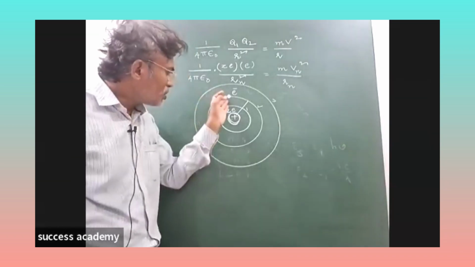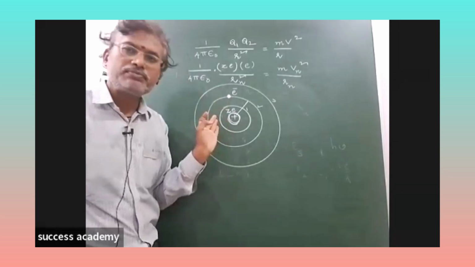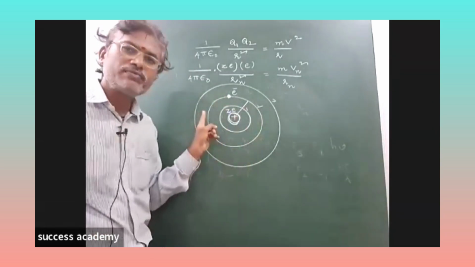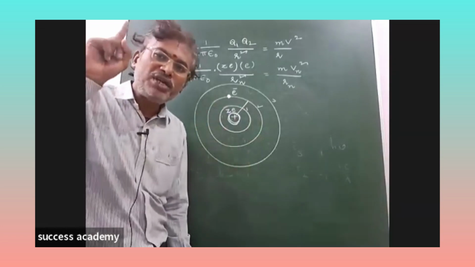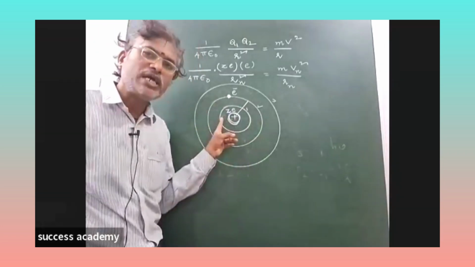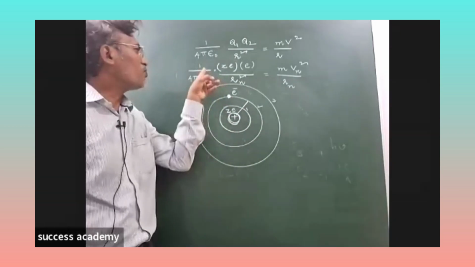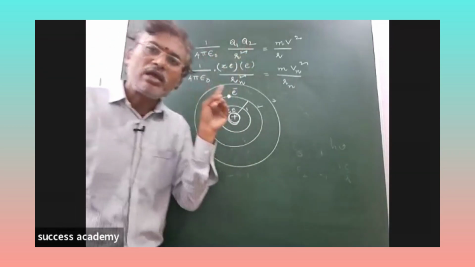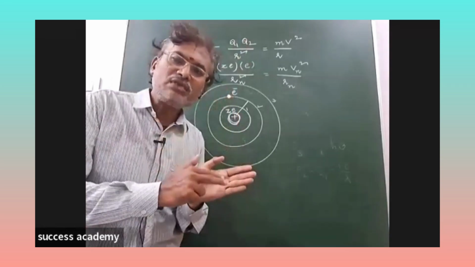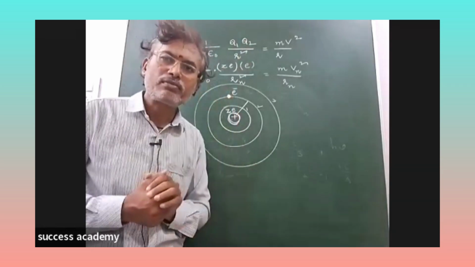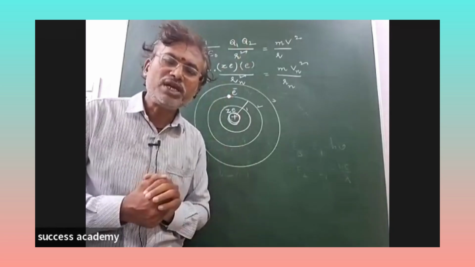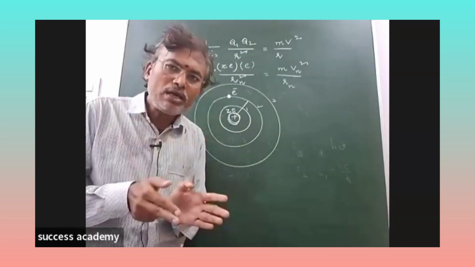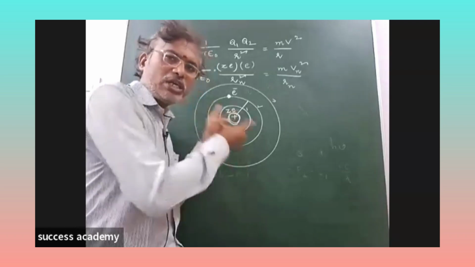the electron and nucleus. Earth is revolving around the sun. Electron is revolving around the orbit. There, gravitational force. Here, electrostatic force. What is the electrostatic force? 1 by 4 pi epsilon naught Q1 Q2 by R square. There, in the gravitation, gravitational force is converted into centripetal force. Okay, now here electrostatic force is converted into centripetal force.